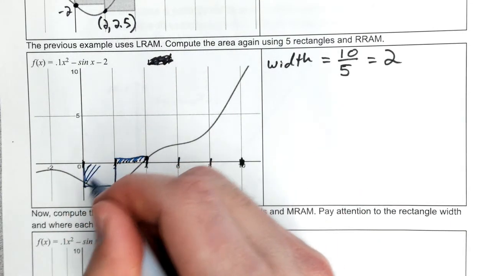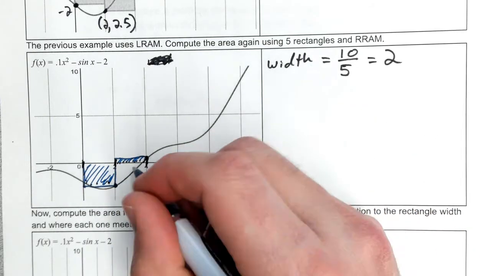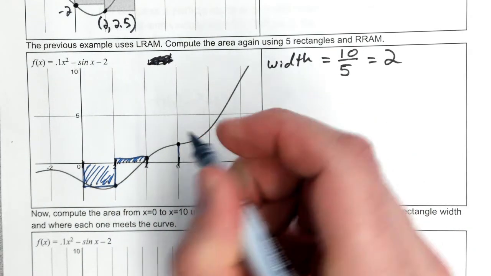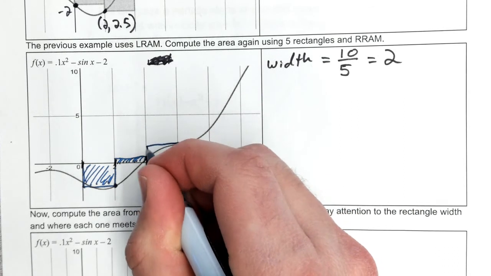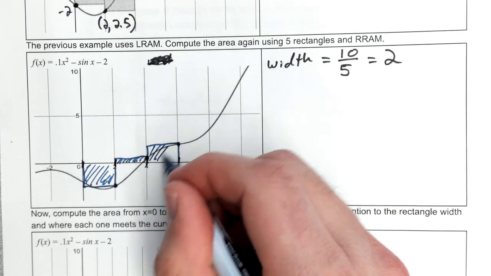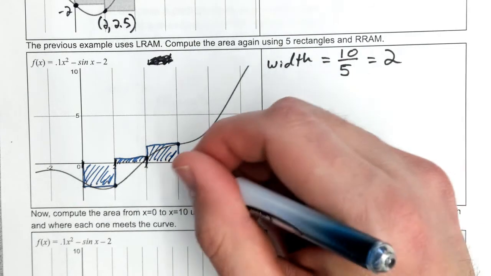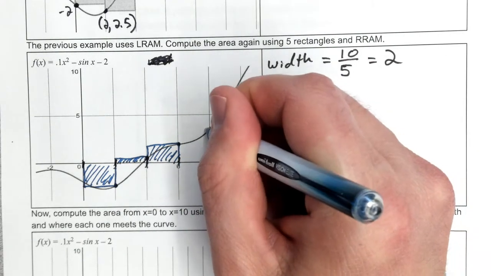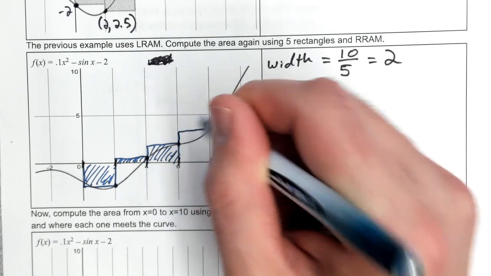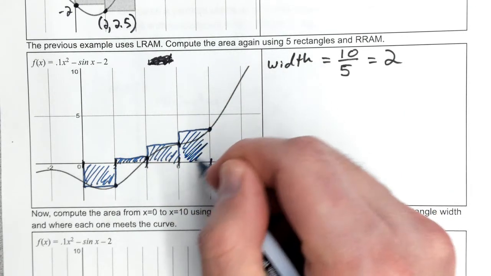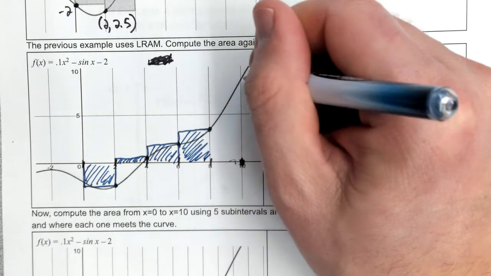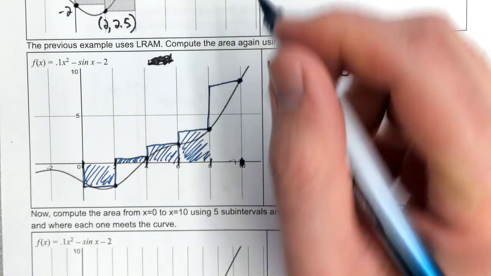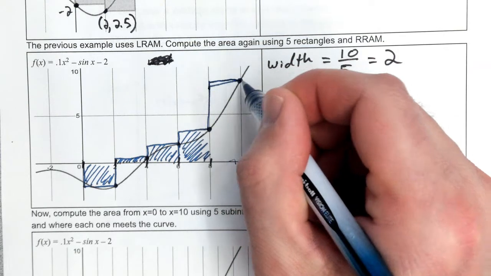There's our first rectangle. The third rectangle, we're going to go over to 6. We're going to go up to the curve here, sketching a rectangle. So there's our third one. We're going to go over to 8 and up to the curve, so that'll be our fourth rectangle. And then over to 10 and up to the curve, that'll be our fifth rectangle there. That's not a great rectangle. Let's try that.